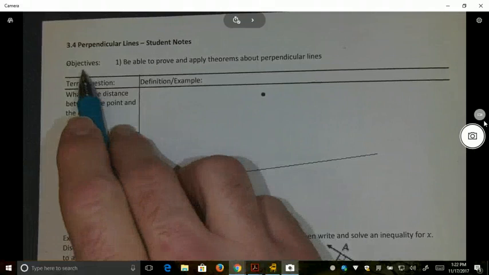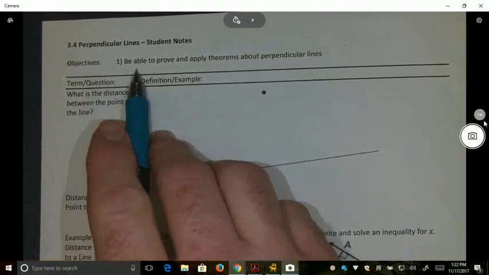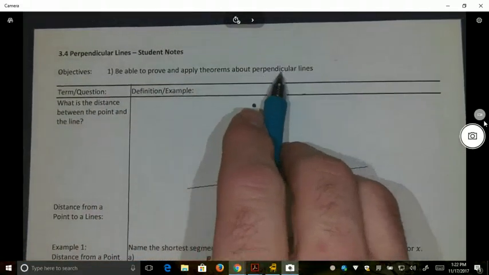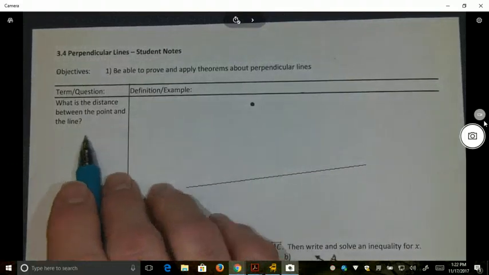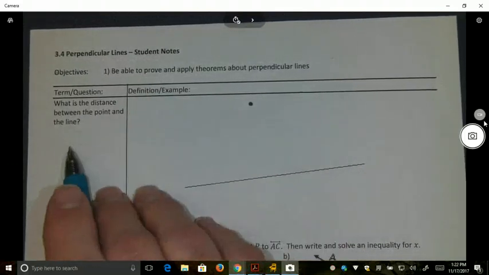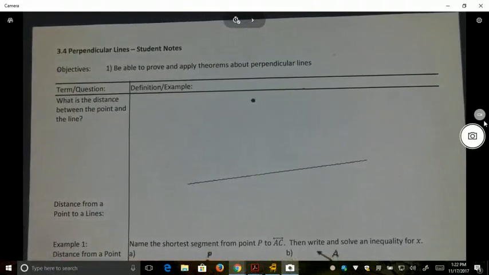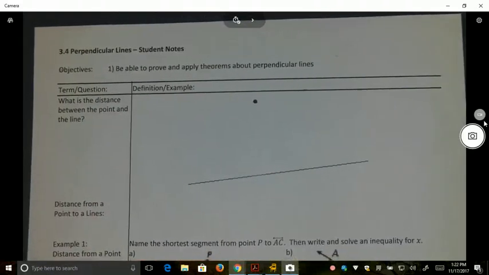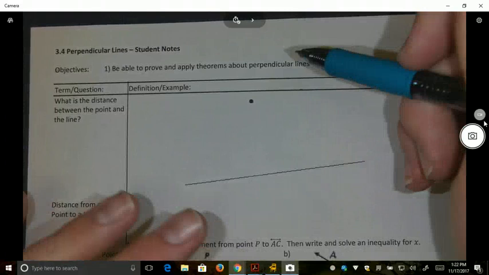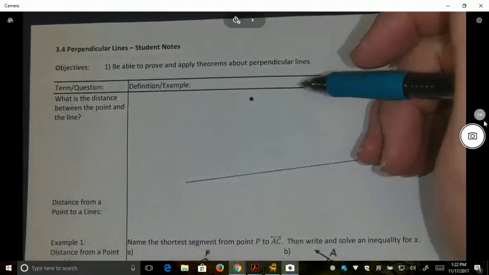So one of the first concepts, our main learning target anyhow, is to be able to prove and apply theorems about perpendicular lines. This first concept isn't directly related to this, but it is one of the things that we learn in lesson 3.4 that's going to be very relevant throughout the rest of our course in geometry, and that is that we have a distance between a point and a line.